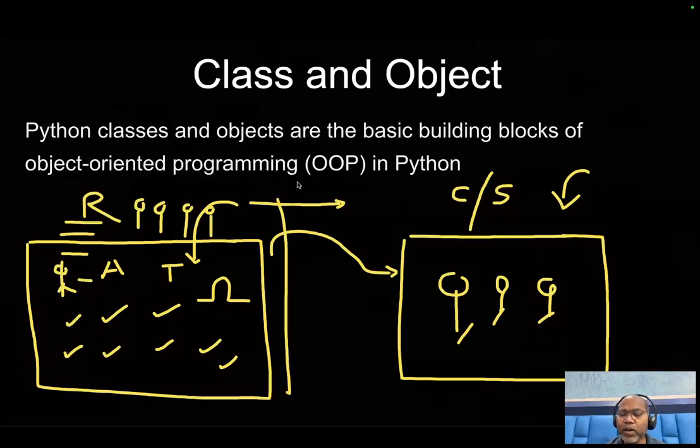Similarly, birds have a similar nature. So what I am trying to say here is that in the real world, lots of objects exist, but some objects are very related to each other. They have a common kind of characteristic, feature, quality or attribute.